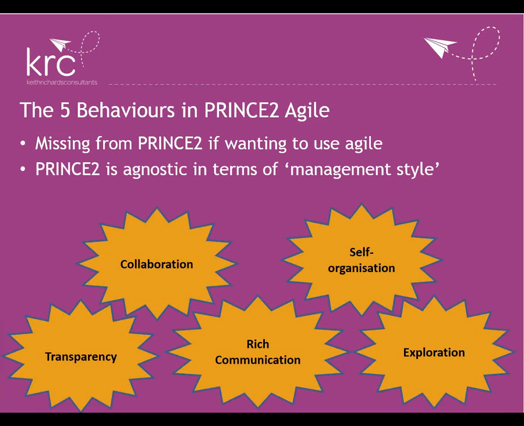Now, the reason they're missing from PRINCE2 is not a weakness of PRINCE2. It's that PRINCE2 is neutral and agnostic on management style. There's a lot of people that say PRINCE2 is command and control. Very ironic, because yes, you could run it command and control if you like, because PRINCE2 doesn't mind how you run it. But equally, you could manage it in a highly collaborative style. And this is where PRINCE2 is actually neutral. But in terms of guidance and trying to get PRINCE2 to work in an agile setting, you have to bring in these behaviours to get it to work. And you could say this is the most important area to get right.